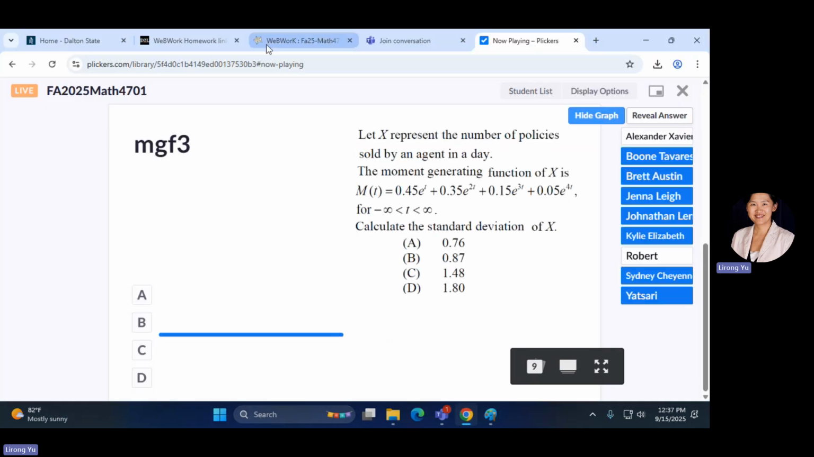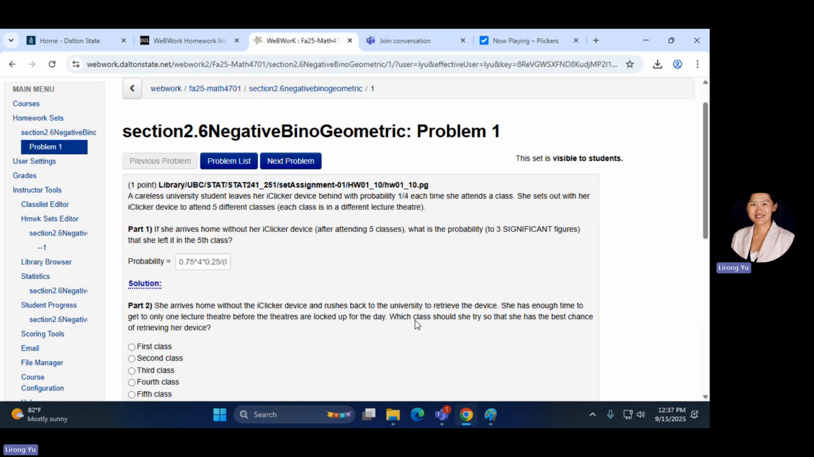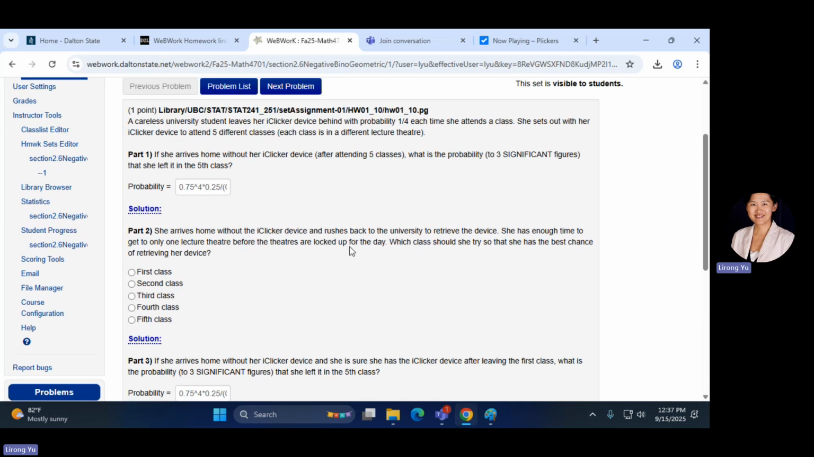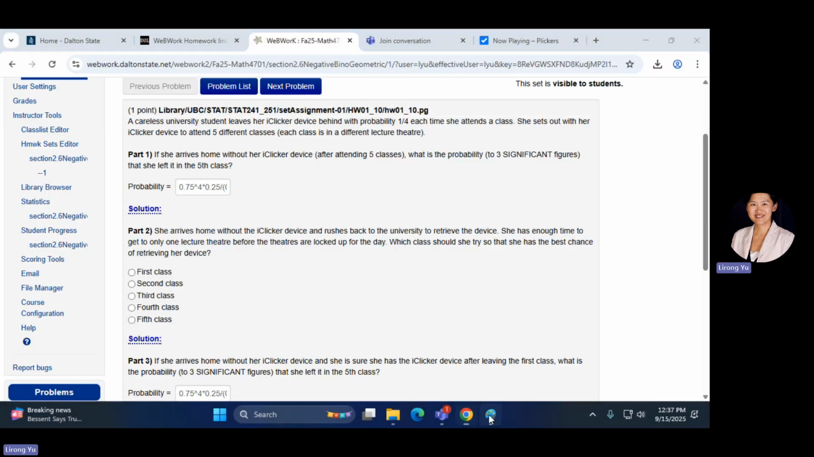Now, I want to go through question number 1 on homework 2.6. If you have any question, then we will go through it. The first question is trying to figure out the conditional probability. It says if she arrives home without the i>clicker and she doesn't know which class she left it in, what is the probability she left it in the 5th class? So it will be a conditional probability.